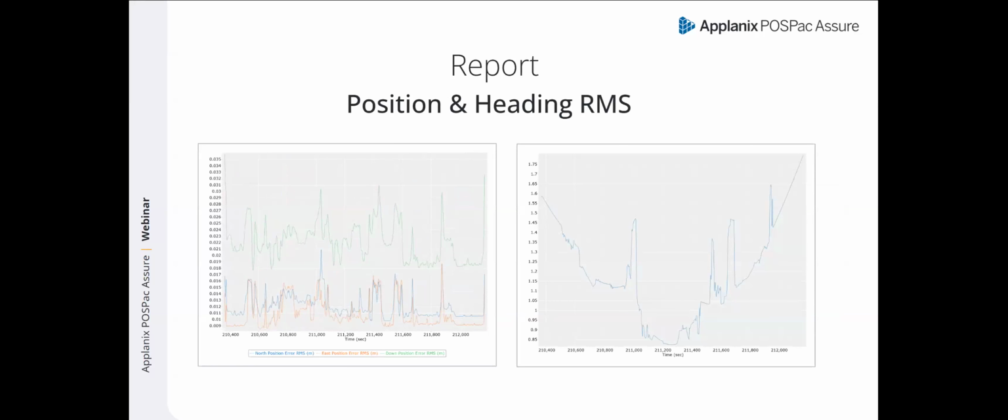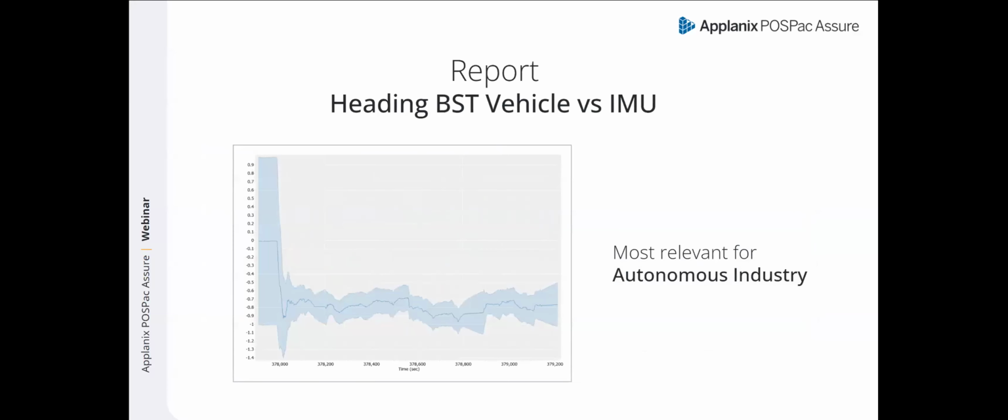In other plots here, of course we will report the RMS values, so the estimation of the position accuracy and the heading accuracy. Of course, we have also roll and pitch accuracy. This is just an example here. Position is displayed for all 3 axes, north, east, down. Then what we also have is the boresight angle between the vehicle and the inertial measurement system. That is most relevant really for the autonomous industry, and less important for the mapping industry.